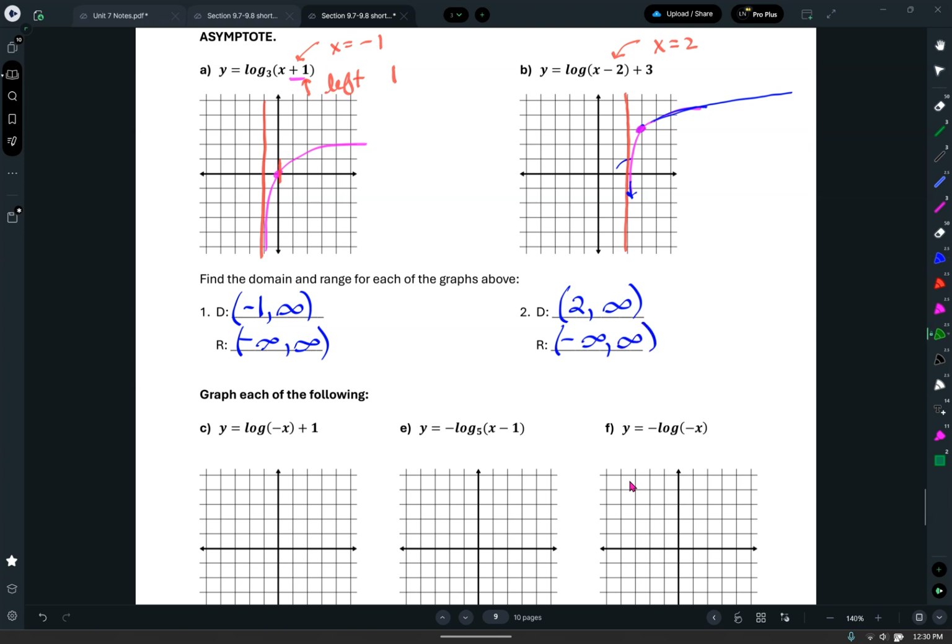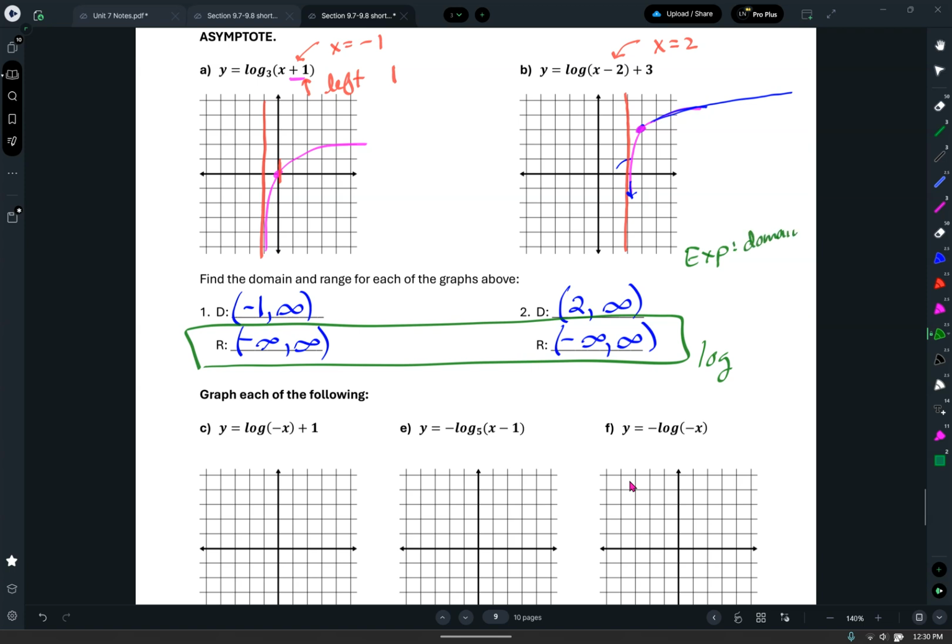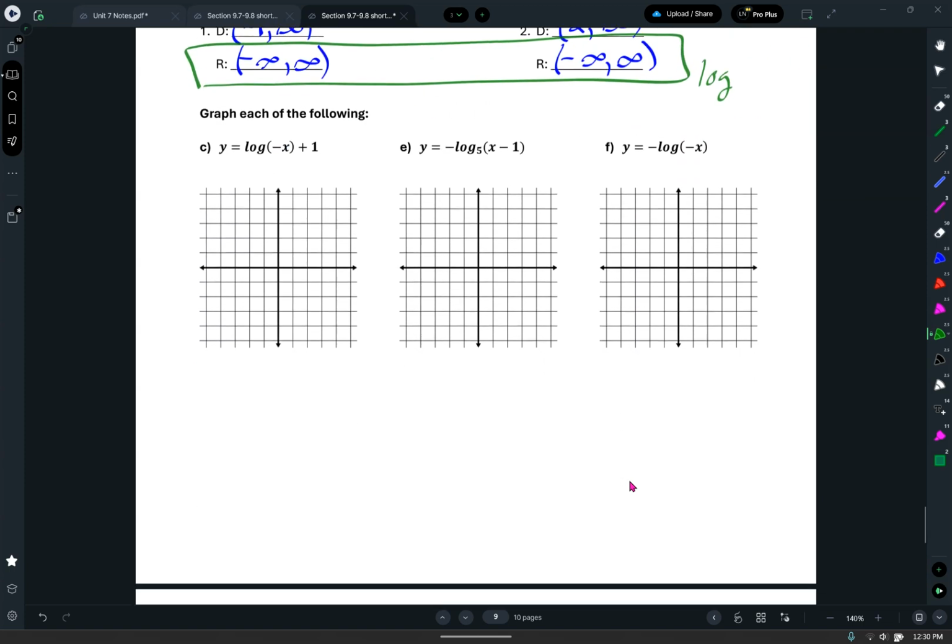So notice on these, on log graphs, it's the range that is -infinity to +infinity. Remember how in the last section when we had exponential graphs, it was the domain where that happened, where it went from -infinity to +infinity. So just, again, something to kind of keep in mind. Okay, so what's the best way to approach these graphs?